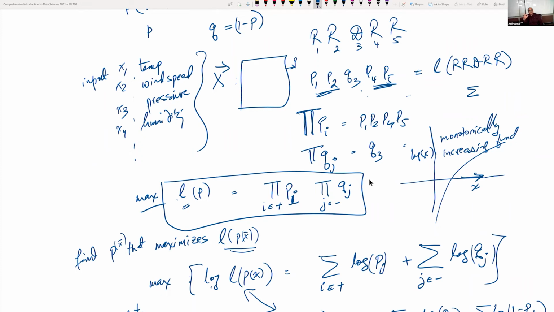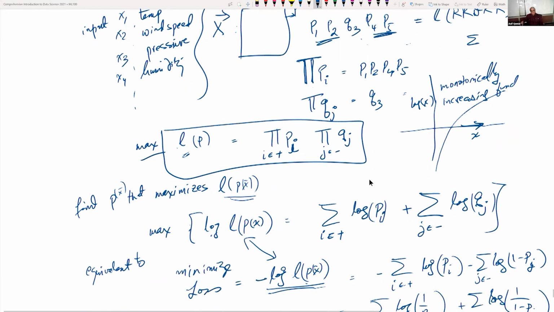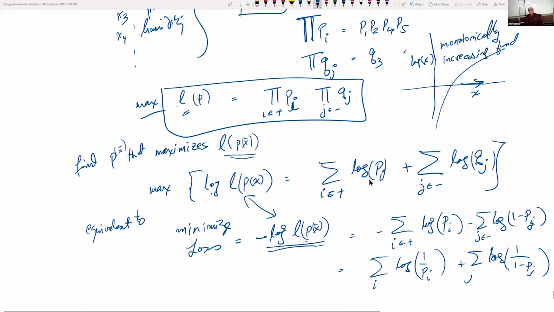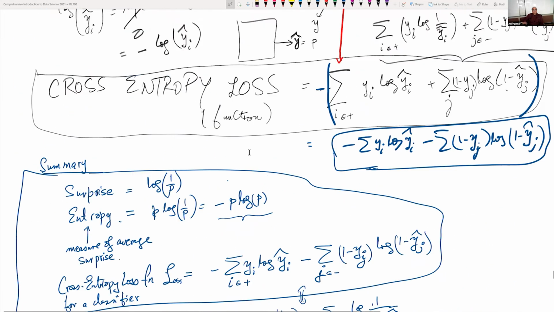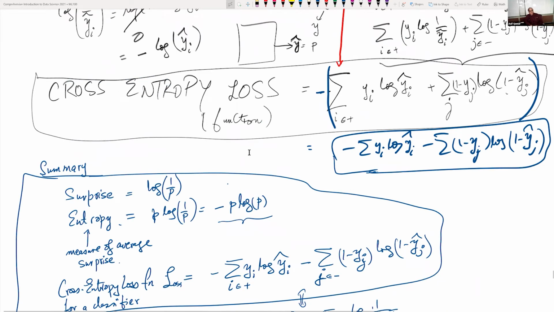Maximizing a function and maximizing its log are equivalent. And so maximizing the function is, through all this derivation, the same as minimizing the negative log likelihood. And that is the loss function that is used for all classifiers. Now, let's summarize. Once again, this is what you need to remember: surprise, entropy, cross entropy, that is a loss function. And I've given you two derivations of this.